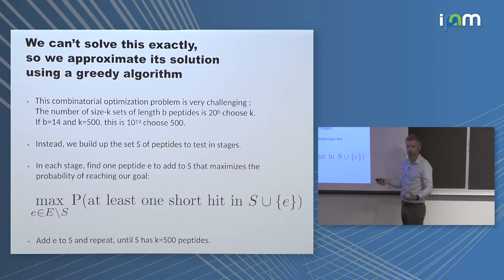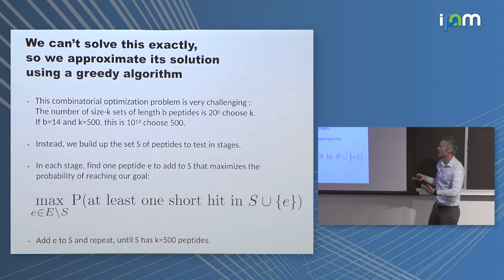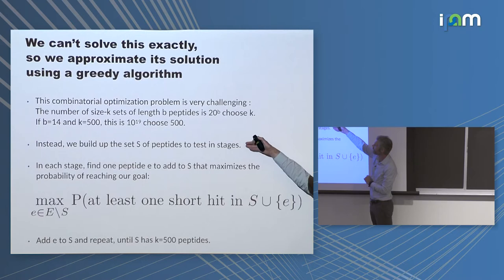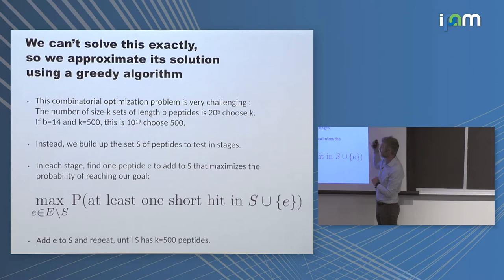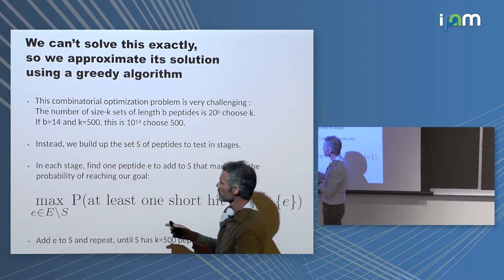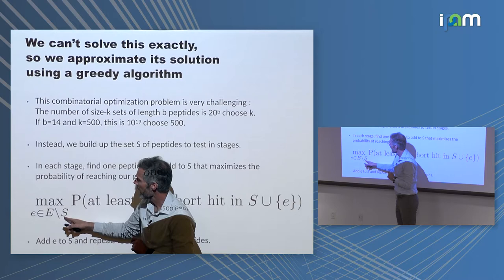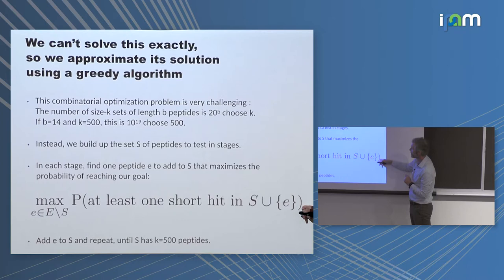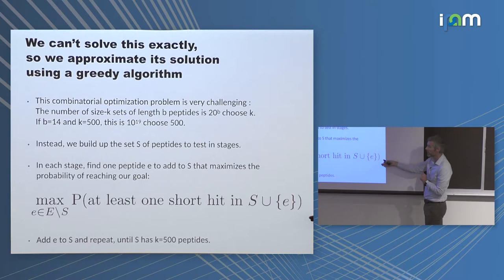What I need to do is to use problem structure in order to either optimize this or come up with a good approximate solution. So what we're going to do is adopt an idea which is common in combinatorial optimization, where we're going to build up the set of peptides to test in stages using a greedy approach. So in one step of that approach, we're going to maximize over all peptides that have not already been added to my set of peptides to test. And the objective function is going to be the same as the objective function in my original problem, the probability that there's at least one short hit in the set of peptides I would test if I would add E to it. So I do this starting with S equal to the empty set, and then I iterate until S has 500 peptides in it.